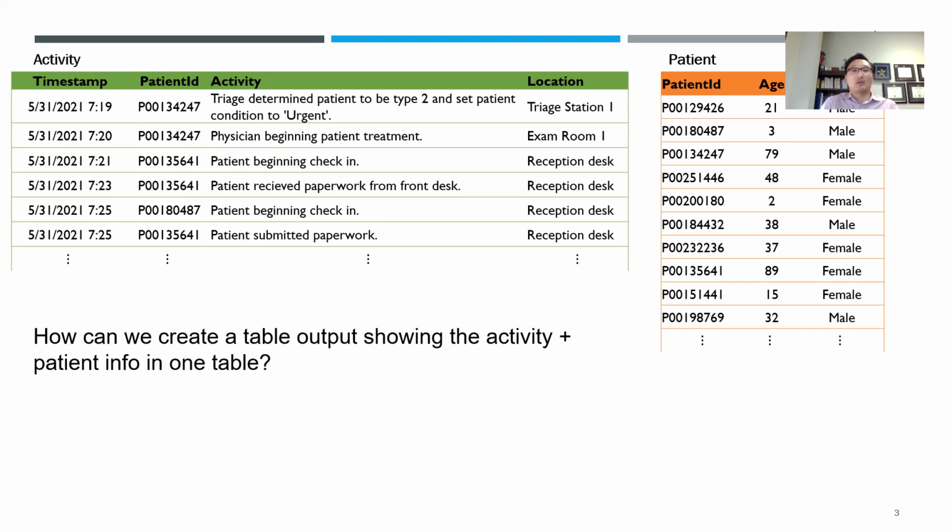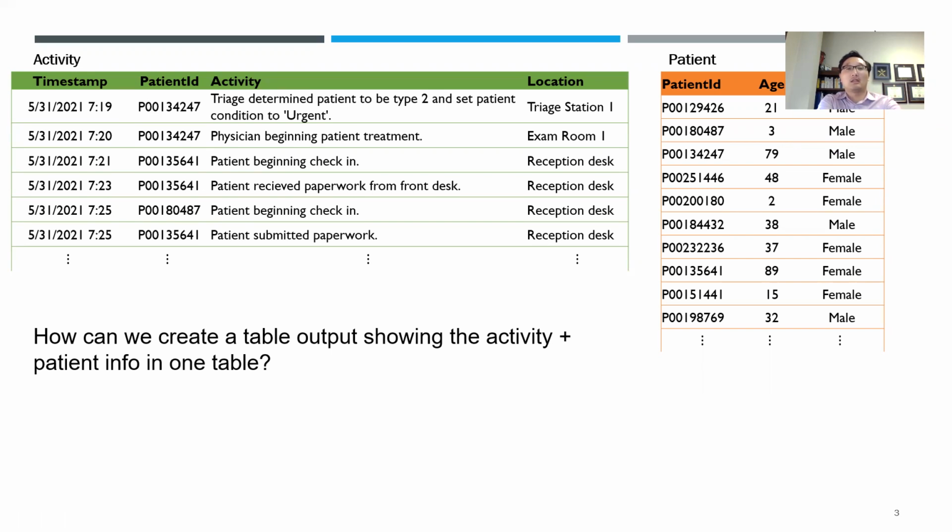How can we create a table output showing the activity and the patient info in one single table, which might be useful for us? We don't want to separate these out into separate tables. We want to combine them into one table, often referred to as a join. We want to join the activity table with the patient table. How are we going to join it then?